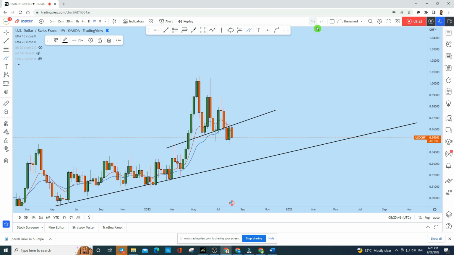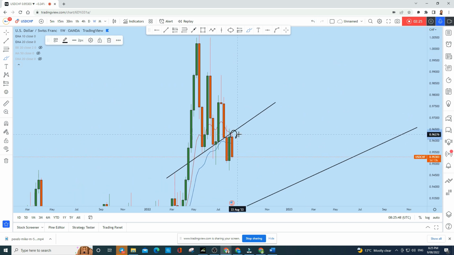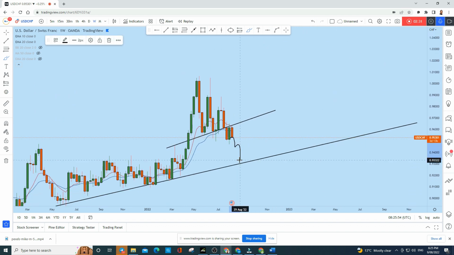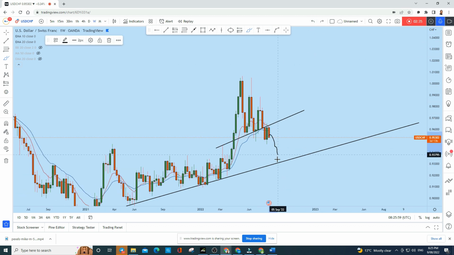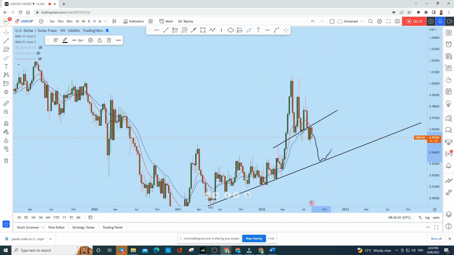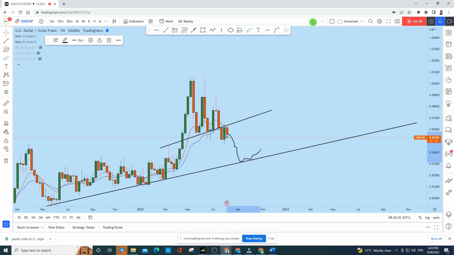And now as soon as the market opened this week, we have seen a very strong drop. That drop is basically a sign of deceleration, and we could see USDCHF slowly melting to the downside to this long-term level of support. There is a high probability.